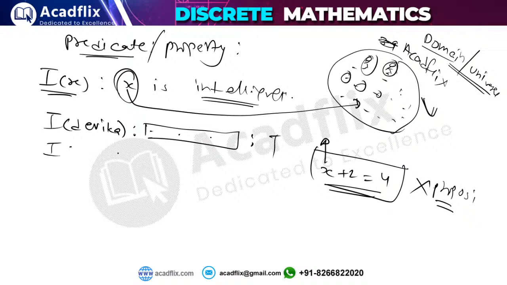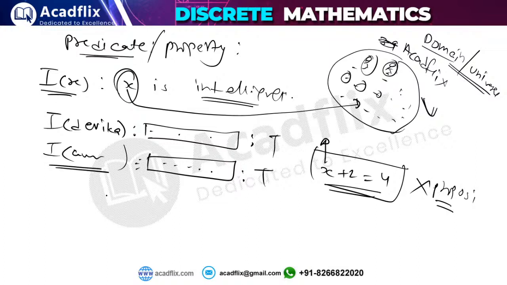Similarly, you can replace it with someone else, Amandeep, I of Amandeep. Then Amandeep is intelligent. Now this is a proposition. Remember, as soon as this variable x takes some specific value from this domain, I of Amandeep becomes a proposition, because we can say true or false. So this is how you can do it.